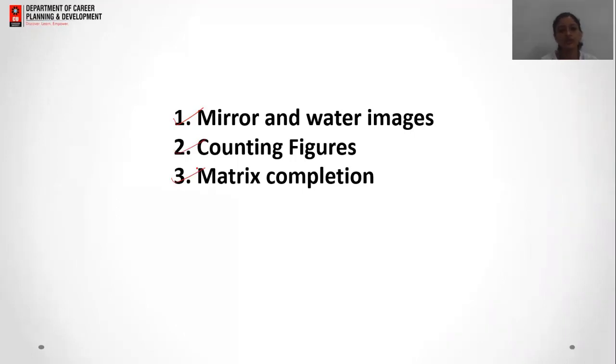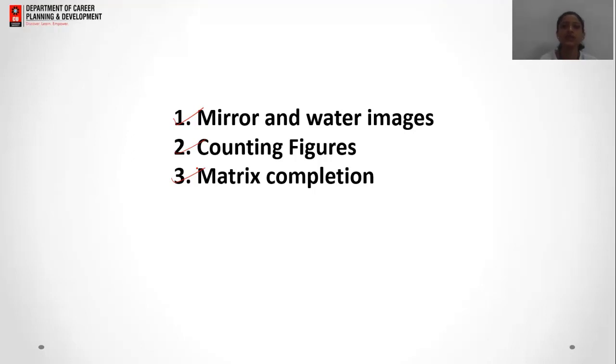In mirror and water images, we will study the mirror and water image of the given image. In counting figures, we need to count the number of triangles, squares, or rectangles. And in matrix completion, there are basically two types. First one is the figure matrix, second one is the number matrix.